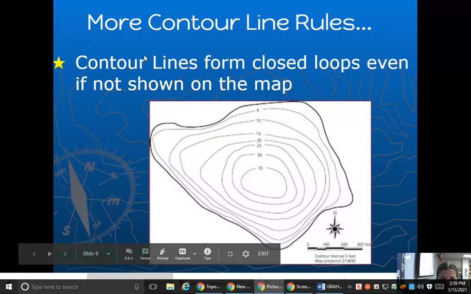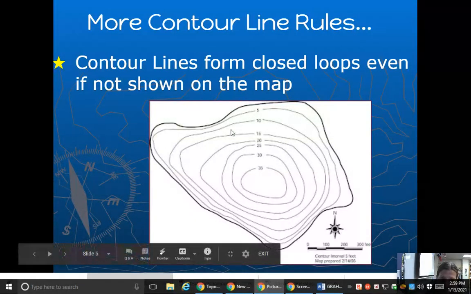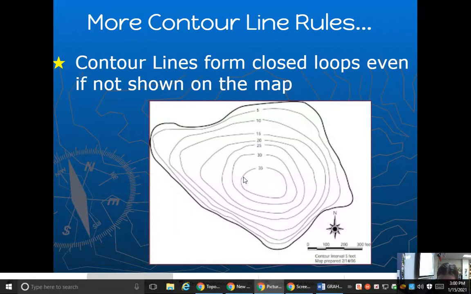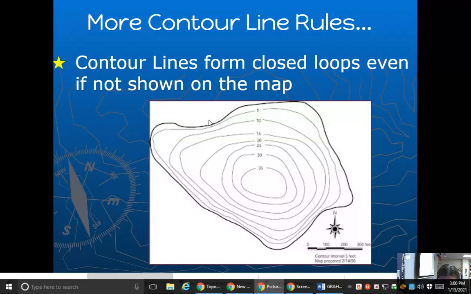More contour line rules. Contour lines form closed loops, even if not shown on a map. So those maps that we were just seeing, we could not see the whole mountain formation or hill. But here, a contour line is the same elevation all the way around. So if we start at the bottom of the hill, that's sea level. That would be 0, an elevation right at the bottom of the hill. Then as we start to hike up the hill, the elevation starts to increase.